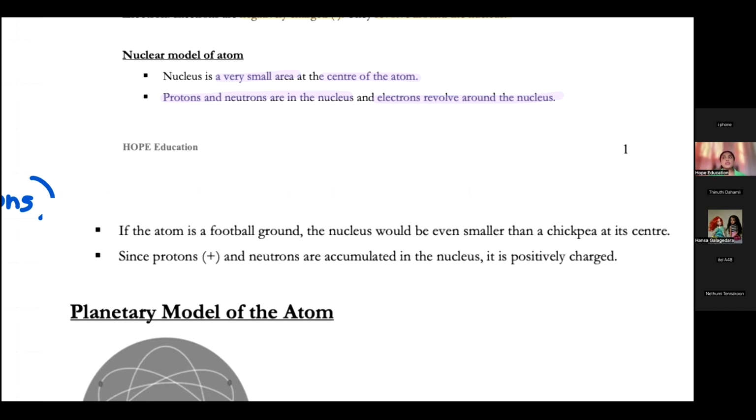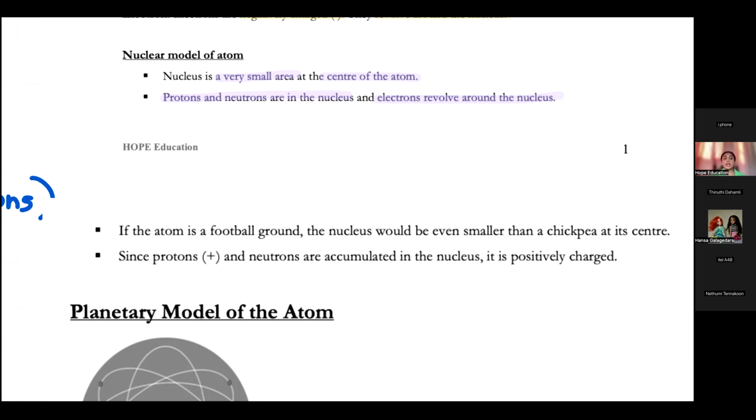So compared to the football ground, that chickpea is extremely tiny, right? That is how the atom and the nucleus are. If the atom is a football ground, the size of the chickpea in the middle is the nucleus. So the atom is anyway small, but compared to the atom, the nucleus is tiny. Extremely tiny. Right? So you get an idea of how tiny the nucleus is compared to the atom.